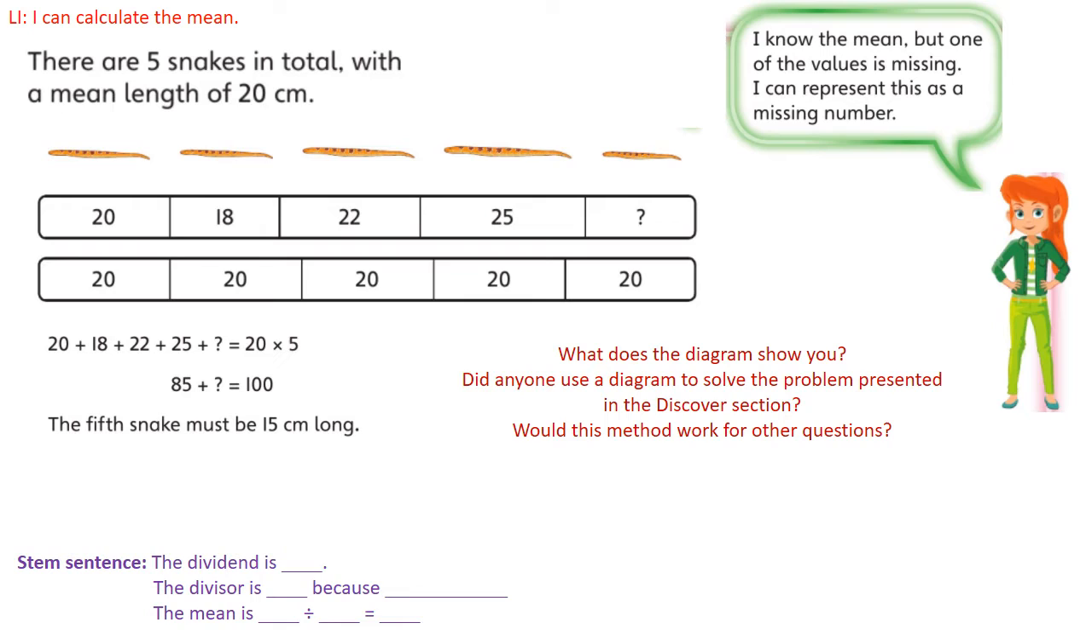understand. So here are our snakes there, and we can see that the size of each of them, but we don't know how much this one is. Again, we've done 20 plus 18 plus 22 plus 25 plus something equals 20 times 5, because 20 is the mean, remember? So 85 plus something equals 100. So the fifth snake must be 15 centimetres long. So you can see that drawing a bar in this situation is really, really helpful.